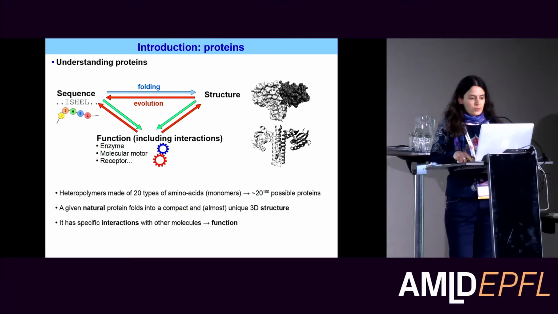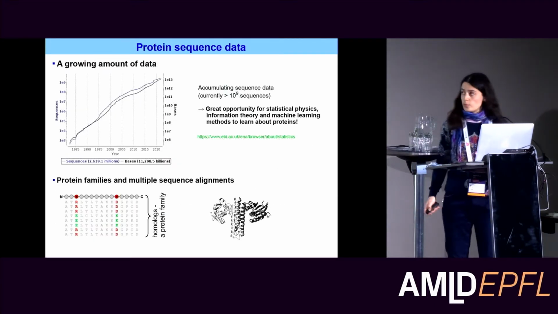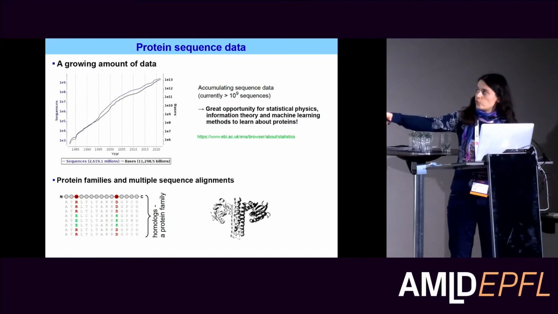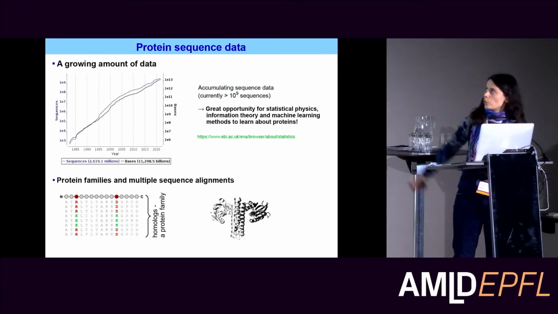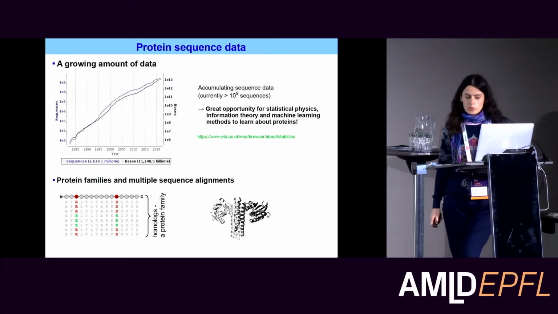Another exciting aspect of this data is that it's growing extremely fast. Here you can see this plot, which is in log scale in Y. So this almost linear growth means that there is an exponential growth of the number of available sequences.